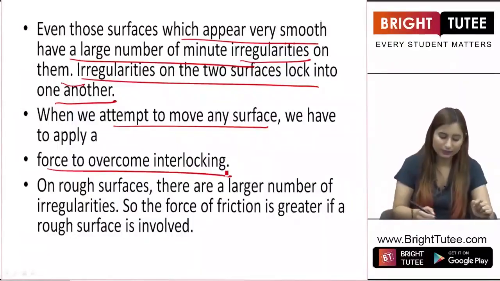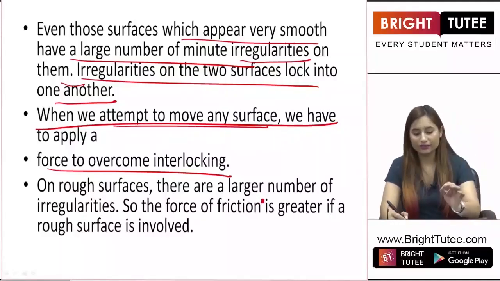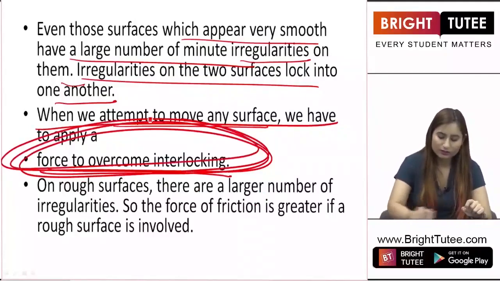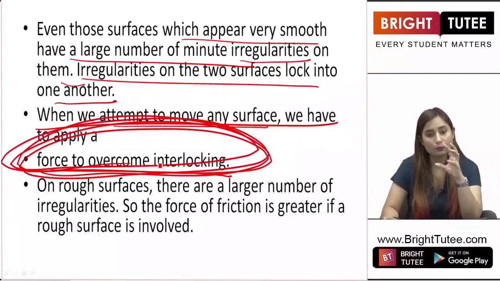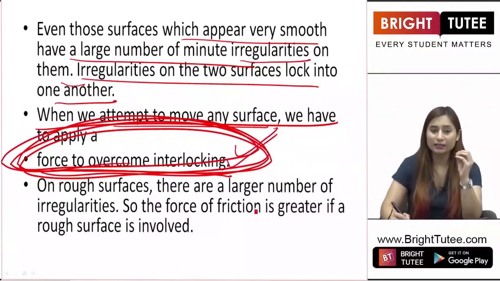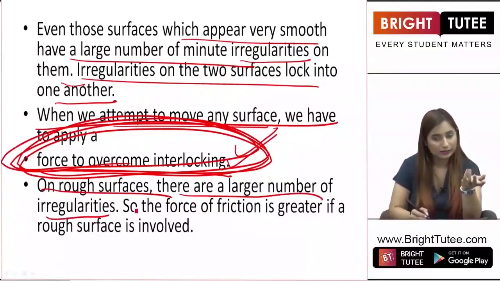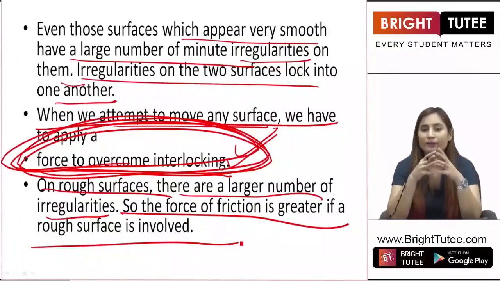This is what I am telling you. That when we attempt to move any surface, we have to apply a force to overcome the interlocking, because this is the reason due to which the substance is stopping its motion. So we need to overcome the interlocking. On rough surfaces, there are a large number of irregularities. As I told you about sand and road, sand is very rough. So the force of friction is greater if a rough surface is involved. As sand is very rough, it is not smooth. Hence, there is more and more friction.